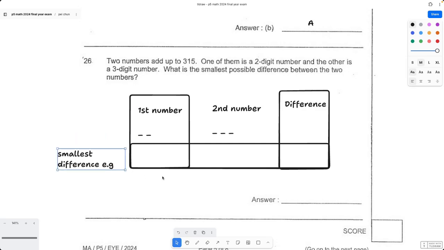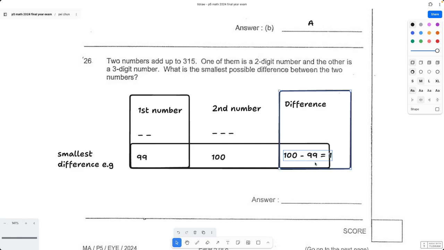Okay, so in this case, if you want smallest difference between the two numbers, that means over here you'll put 99, right, because it's two digits, and then you put 100. So difference is basically 100 minus 99 equal to 1, like that. Okay, I'm going to put a difference a little bit bigger, like this.